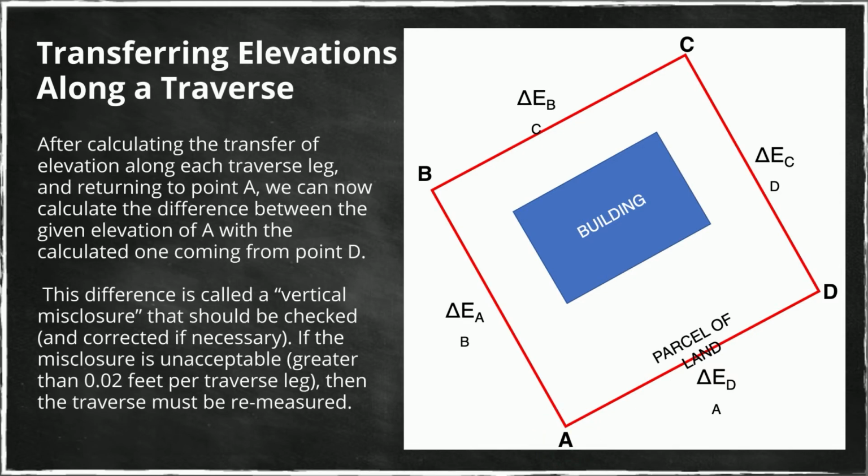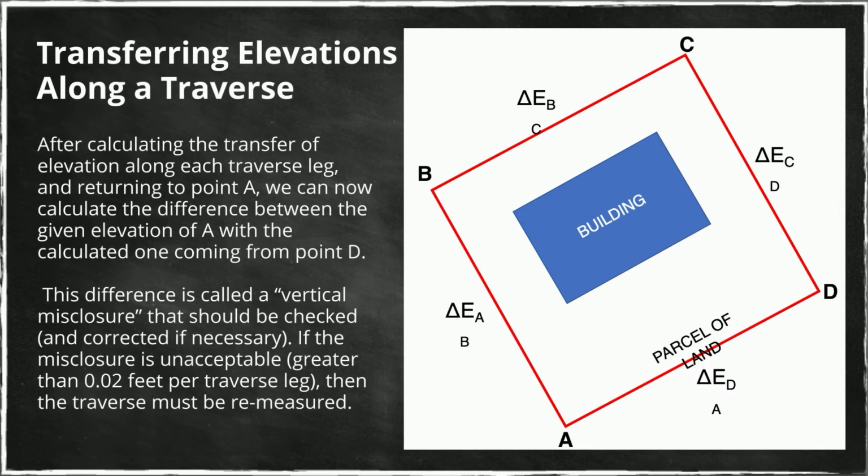So after calculating the transfer of elevation along each traverse leg and returning to point A, at this point we will have the given elevation of A as the surveyor provided it, and the elevation coming back along the traverse to this point. The second elevation will reflect any errors that were made during that process. And we can compare the given elevation with the calculated elevation. If there's a difference, we will call that a vertical misclosure. This vertical misclosure should be checked.